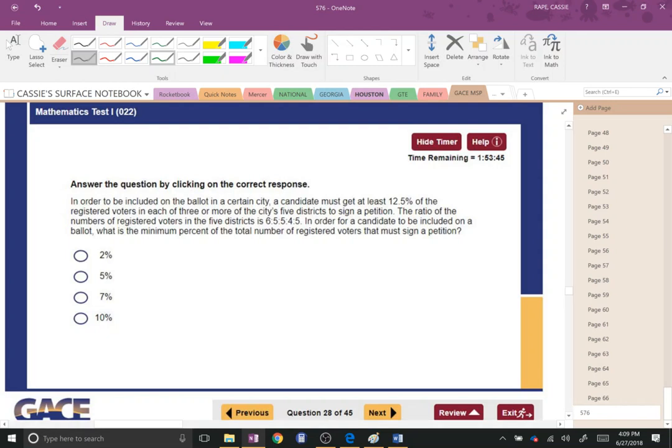They are in a ratio of 6 to 5 to 5 to 4 to 5. Those are actually the ratio of the number of registered voters in each of those 5 districts. Now, a candidate has to get 12.5% of the registered voters in 3 or more of the city's 5 districts. Okay?